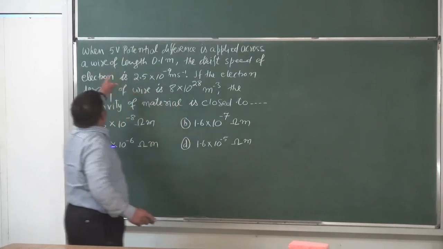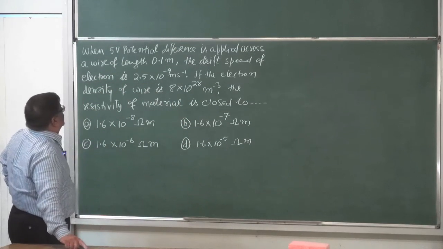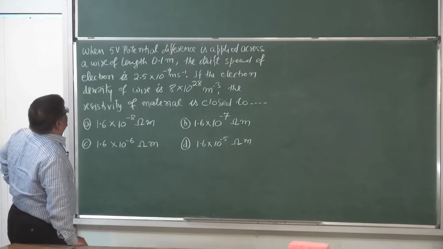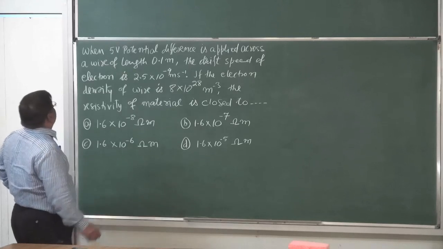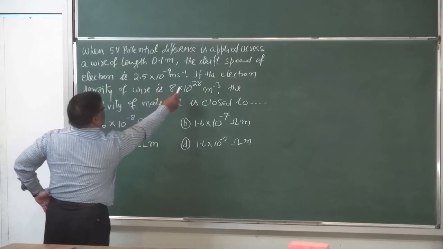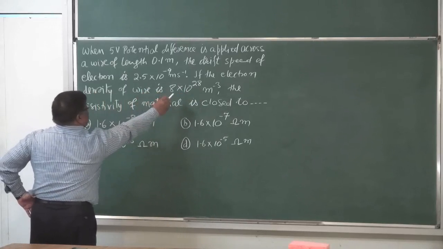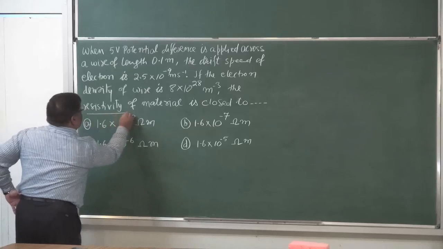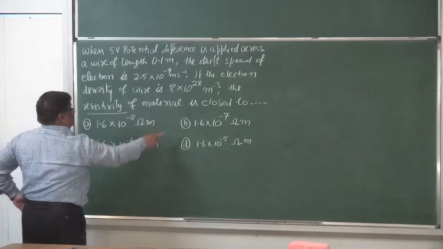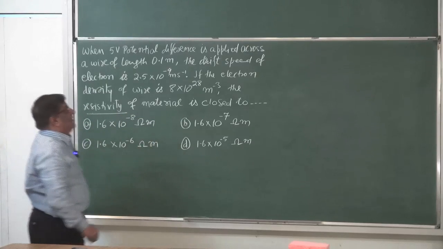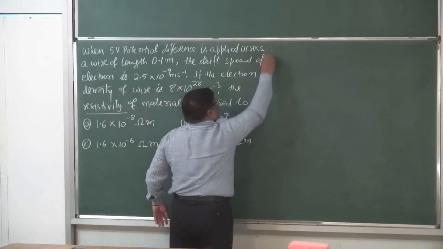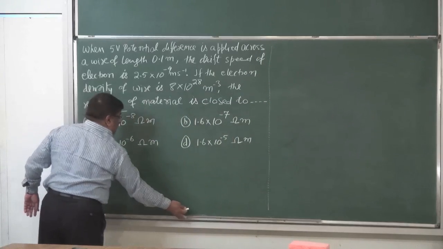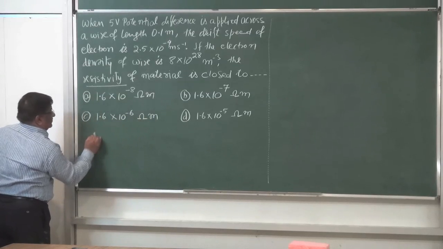Okay, here is the next question. When 5 volt potential difference is applied across a wire of length 0.1 meter, the drift speed of electron is this much, electron density this much, and the resistivity of the material is close to this. Okay, what are we supposed to find out? We are supposed to find out the resistivity.